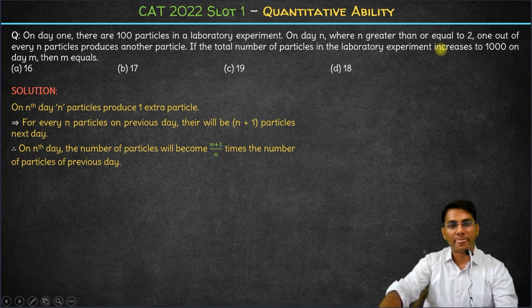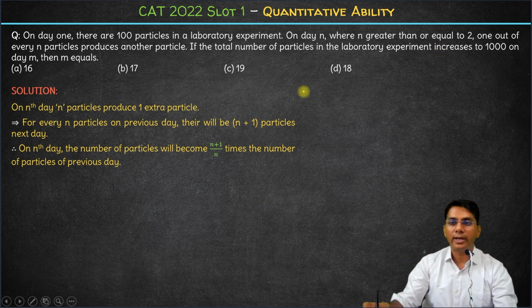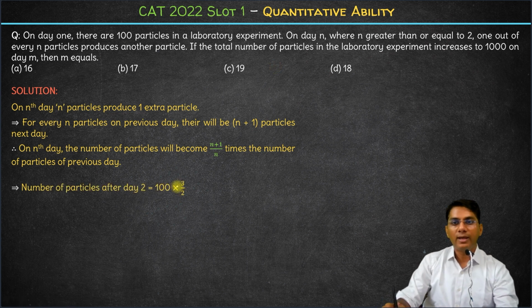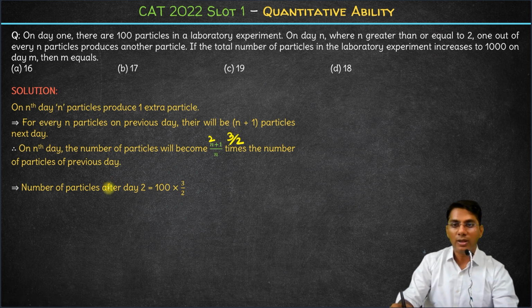That's what we have. So for example, if there were 100 particles on day 1, what will happen on day 2? On day 2, the number of particles will be, n becomes 2, (2 plus 1), 3 upon 2 times the number of particles on the previous day, which is the old number for day 2, which was 100. So the number of particles on day 2 will become 100 into 3 by 2. Now this is the number of particles at the end of day 2.